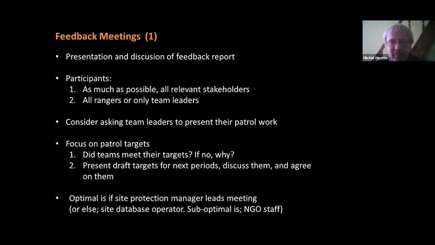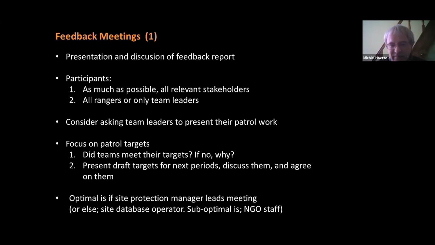It's a good idea to focus on patrol targets. Did the teams meet them? And if not, ask them why they were not met, and discuss targets for the next period. I think it's important to really discuss it and to give the team leaders a say in the whole process, so everybody is behind the targets that are eventually agreed upon.